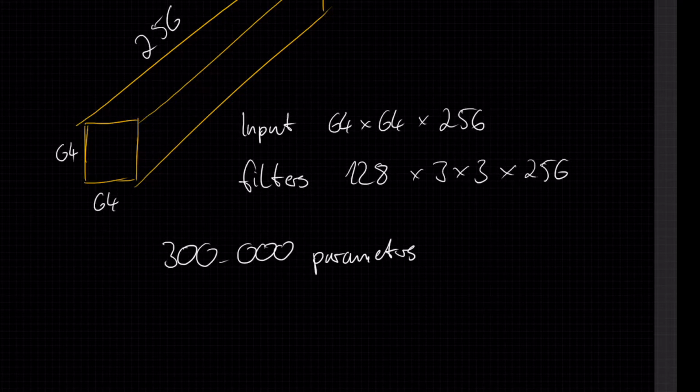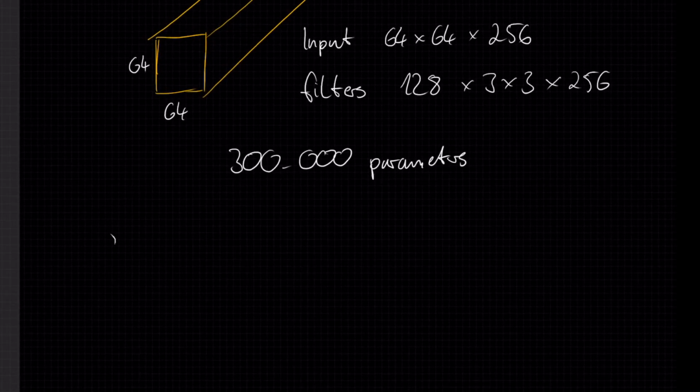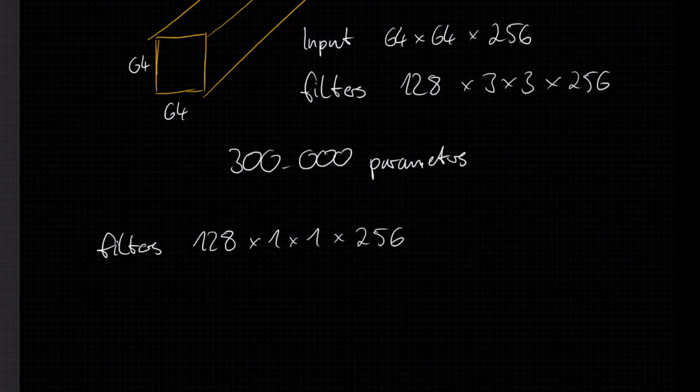Now what happens if we first apply a bottleneck? So here the filters will be, let's say, also 128, so that we reduce the channel depth to 128. Then we have a 1 by 1 convolution. And of course our filters have to cover the entire channel depth of the input, so we multiply by 256. And that gives us then only around 30,000 parameters.